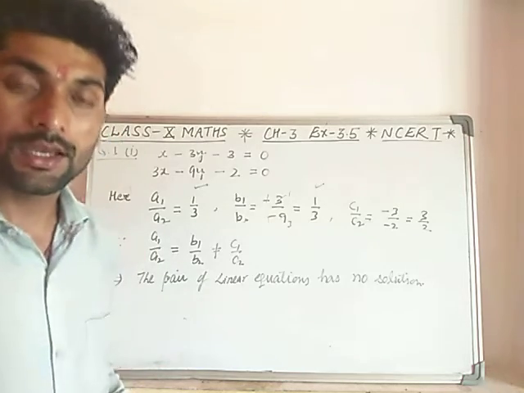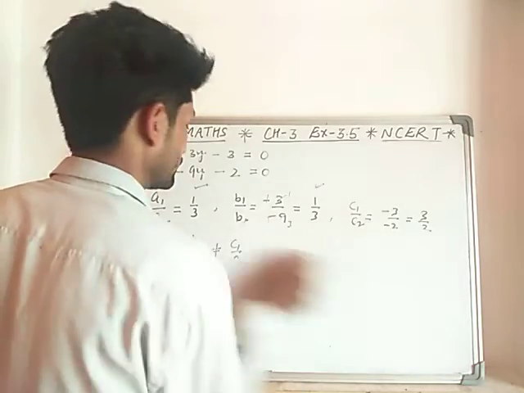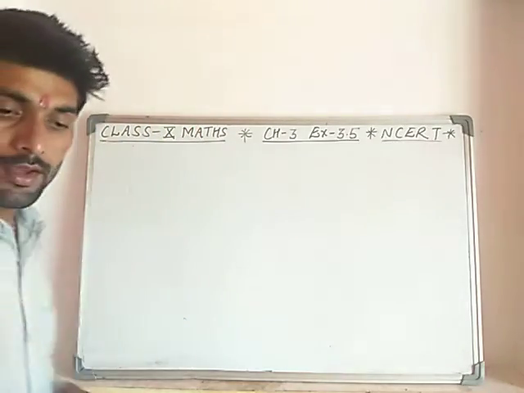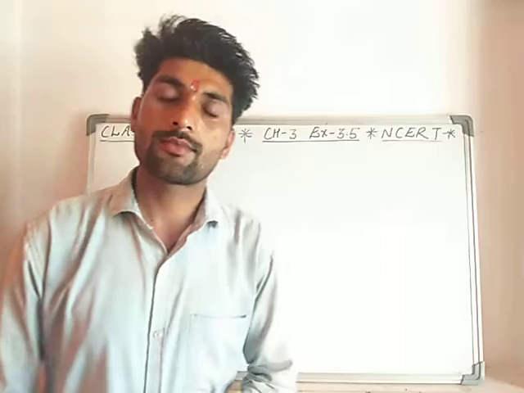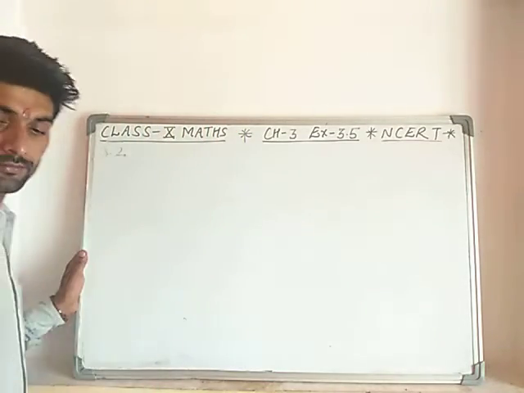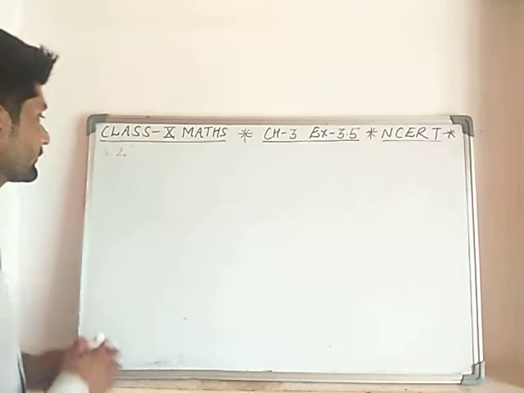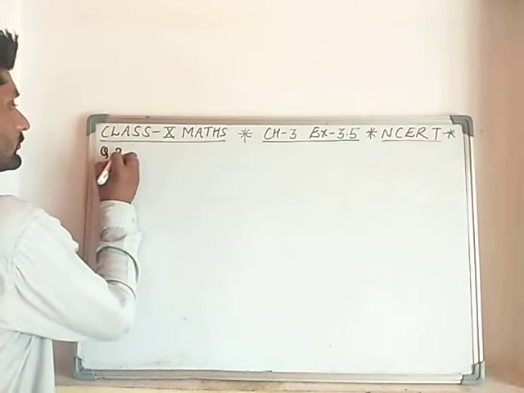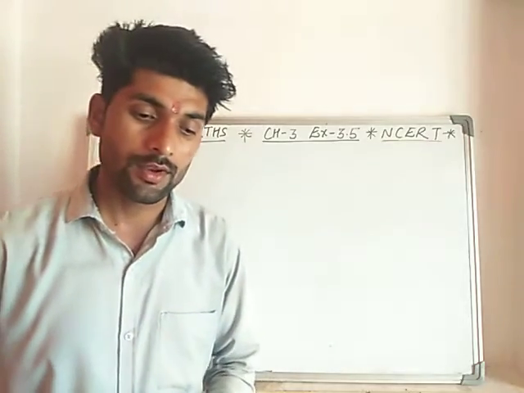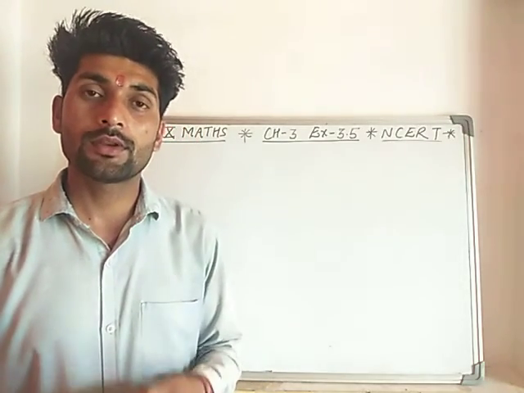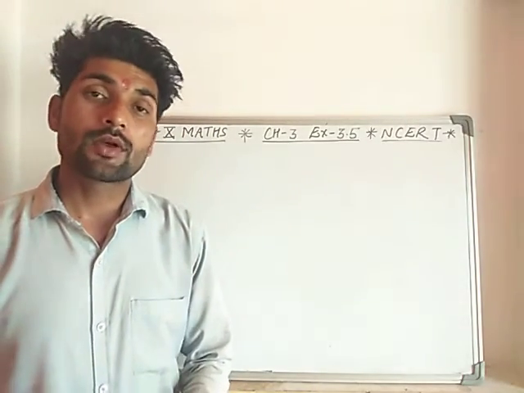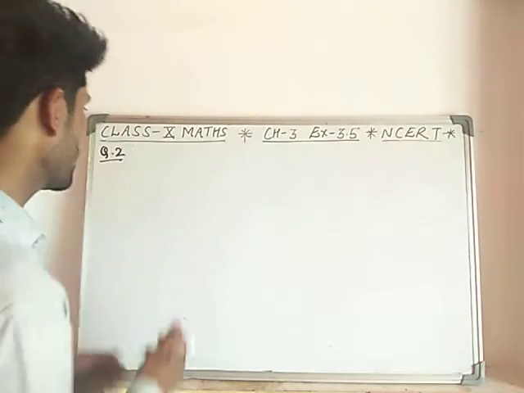Now the second question. Question number 2. The remaining 3 parts you have to do by yourself. Question number 2 is given: for which values of a and b does the following pair of linear equations have an infinite number of solutions? So what are the given equations?